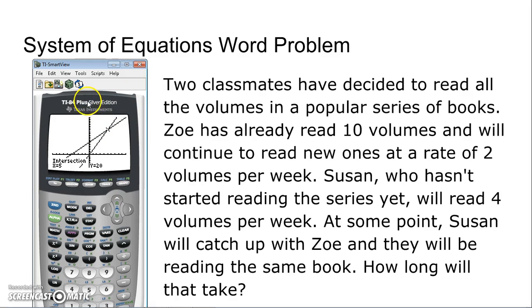So if it asks you for an explanation on the test of how you got this, just explain that you graphed them and found their point of intersection. And remember, it will force you to explain what the x means and what the y means. And the x is, of course, after 5 weeks, they will both have read 20 books, which is the y.